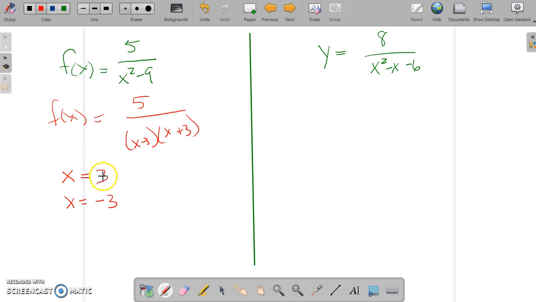Because x can never be 3. X can't be 3. You cannot divide by 0. X can never be -3. You cannot divide by 0. So you are going to have vertical asymptotes at x equals 3 and x equals -3. So let's actually look at the graph of that on Desmos.